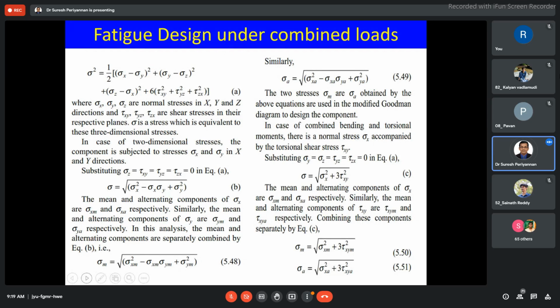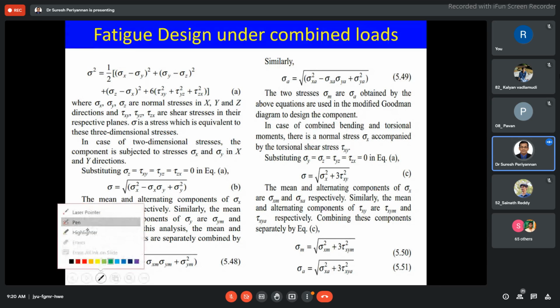Now see here, we already discussed the theories of failure, right? What are the theories of failure? There are different theories: maximum normal stress theory, maximum shear stress theory, and distortion energy theory, which is nothing but the von Mises theory. Based on the von Mises distortion energy theory, we already know the equation.